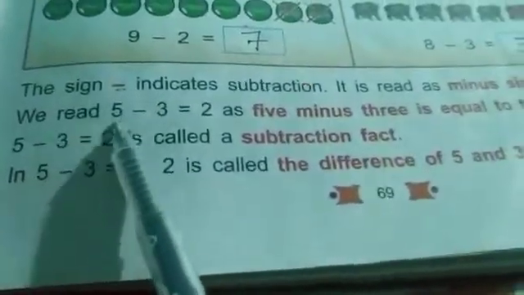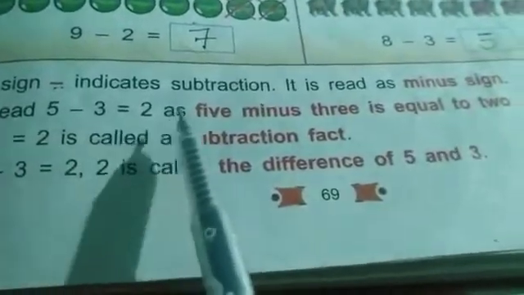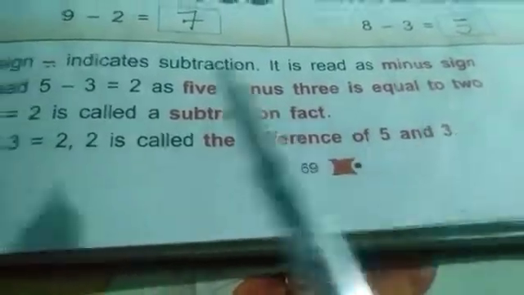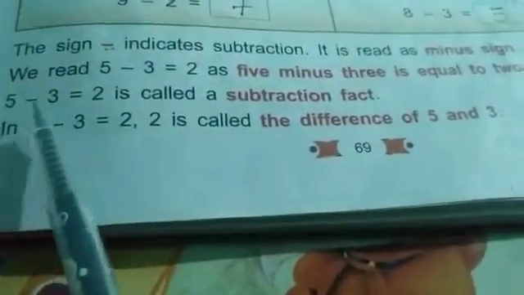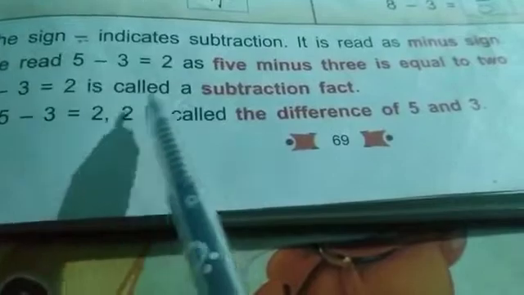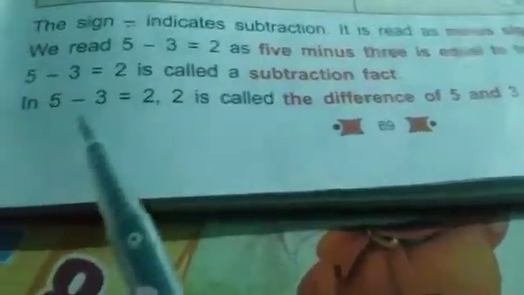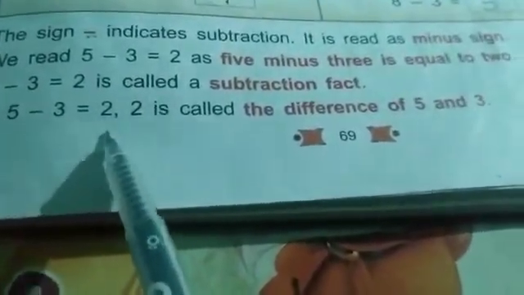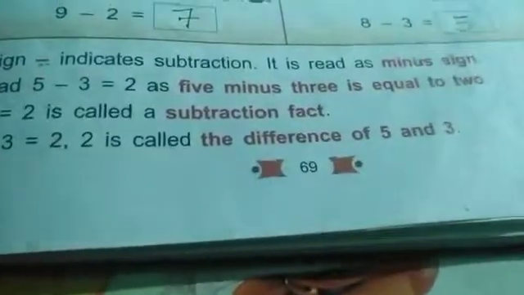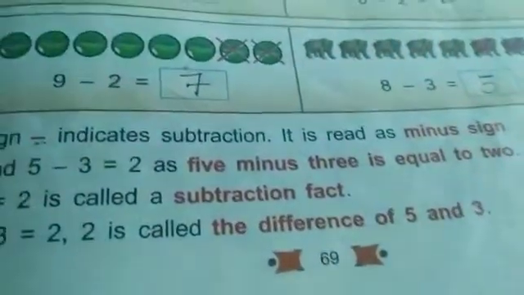Then we read 5 minus 3 equals 2 as "5 minus 3 is equal to 2." Then you see, 5 minus 3 equals 2 is called a subtraction fact. In 5 minus 3 equals 2, 2 is called the difference of 5 and 3.